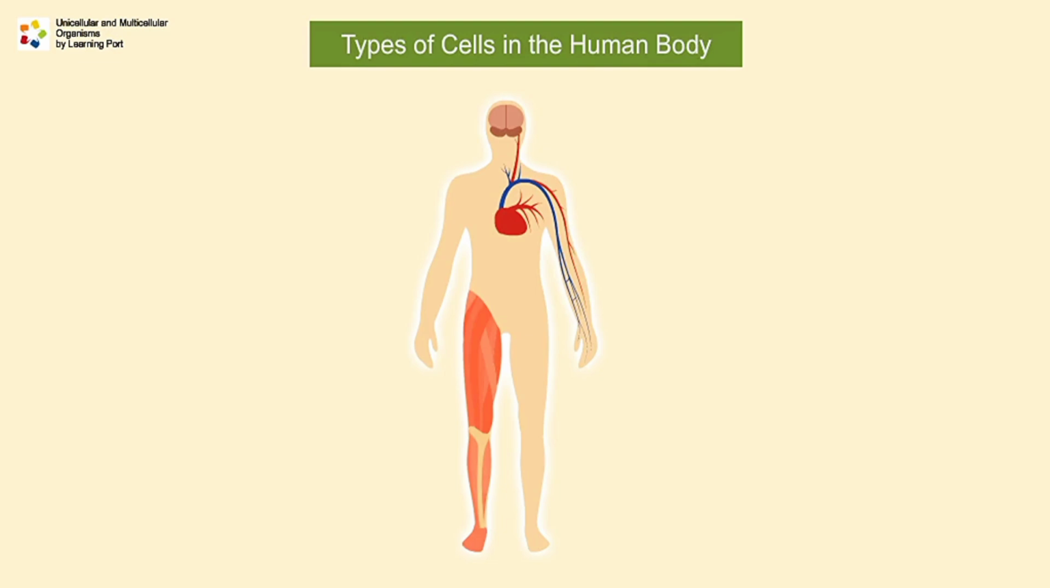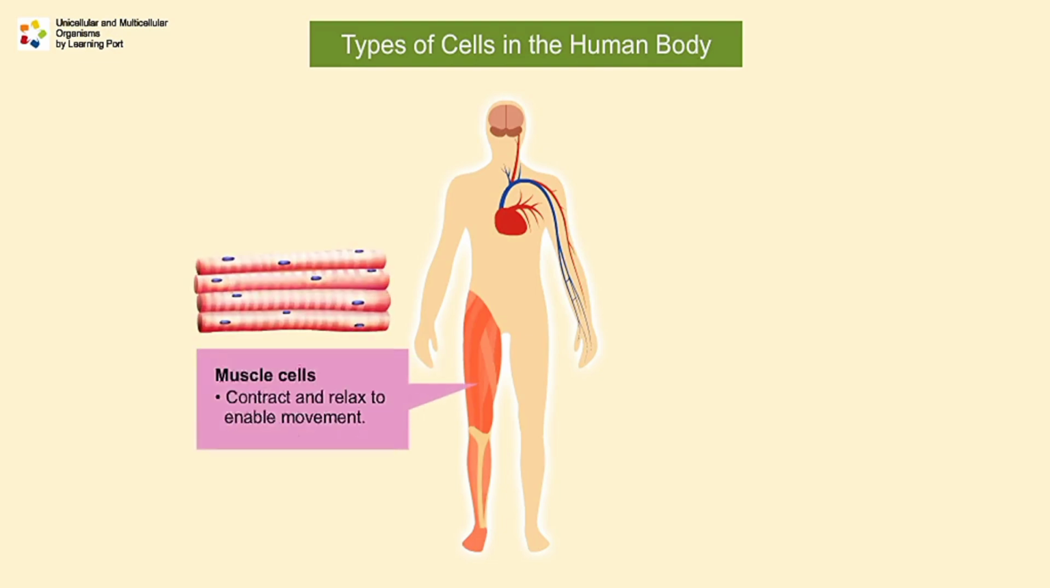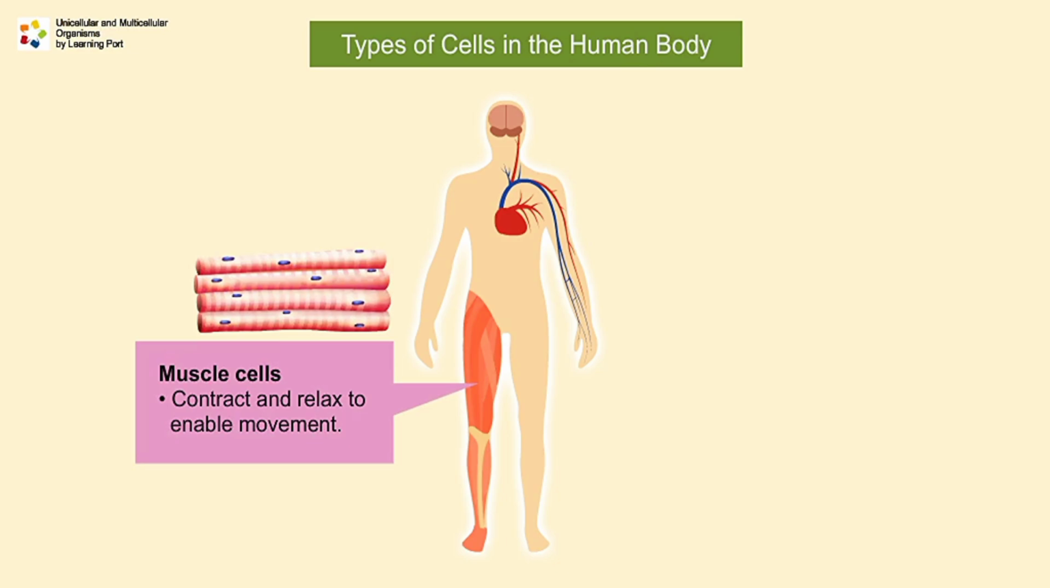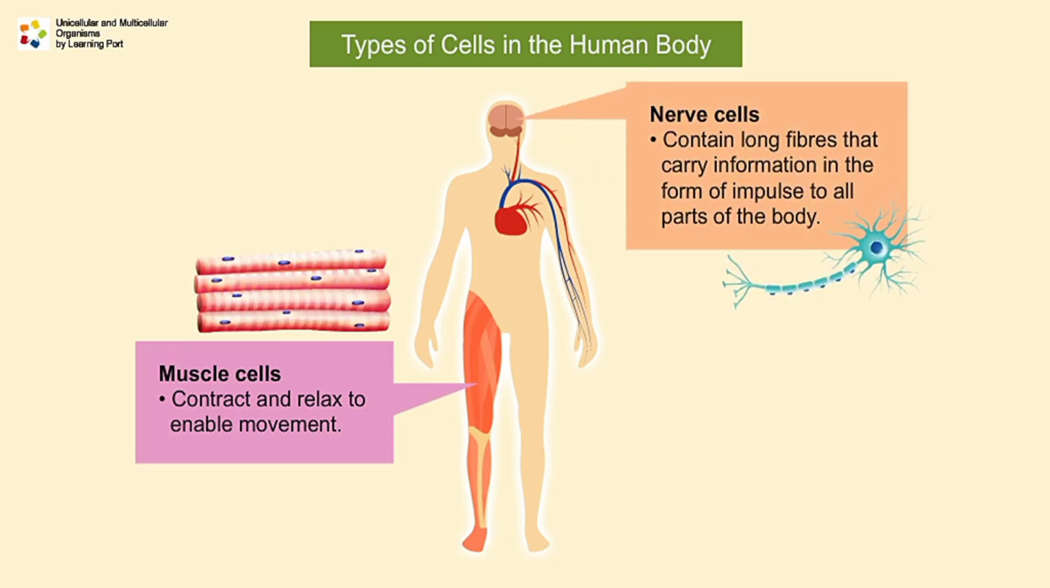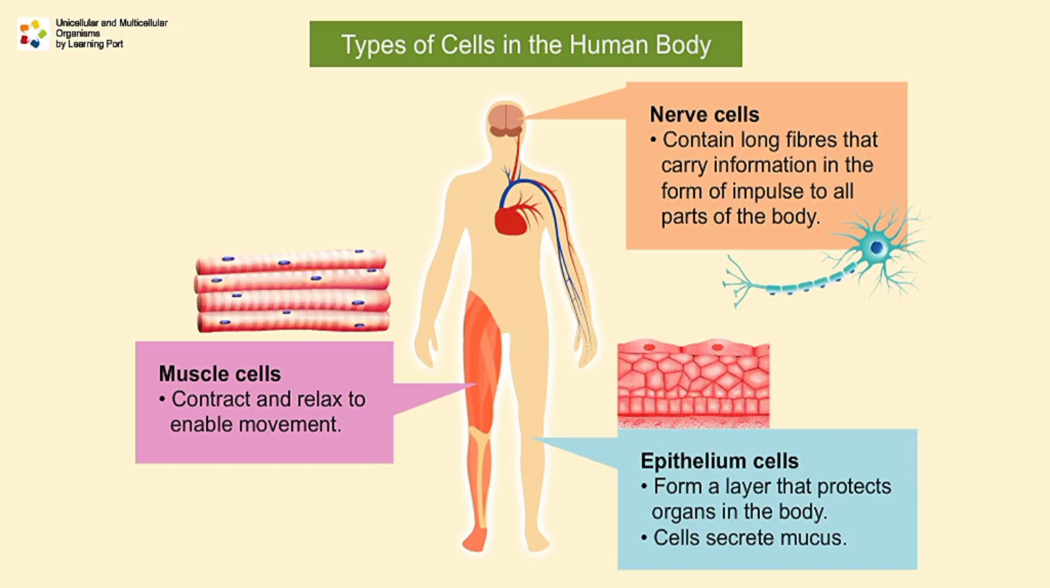Let's look at some types of cells found in the human body. We have muscle cells which contract and relax to enable movement. The nerve cells contain long fibers which carry information in the form of impulses to all parts of the body. The epithelium cells secrete mucus, and they form a layer that protects the organs in the body.